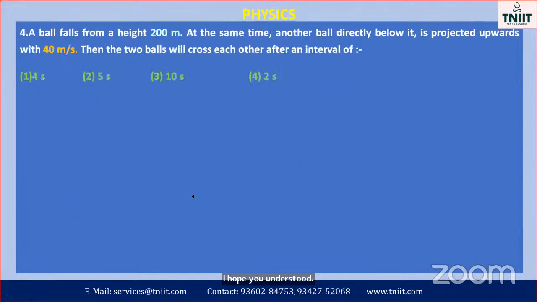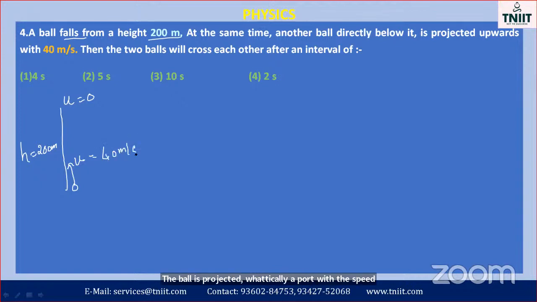Come to the next problem, students. Now, a ball is going to fall from what height? 200 meter. It is falling from a height of 200 meter. What is the initial speed? If the ball falls, the initial speed is 0. At the same time, another ball directly below it is projected vertically upward with the speed u. With what velocity? It is 40 meter per second.